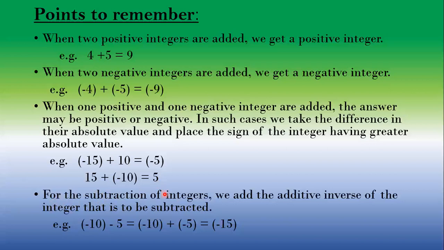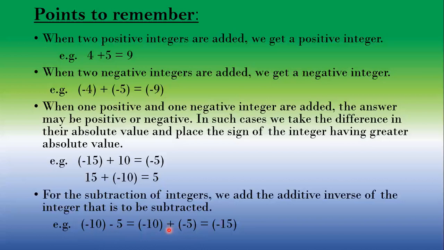For subtraction of integers, we add the additive inverse of the integer that is to be subtracted. What is additive inverse? Additive inverse is the same number with opposite sign. Example is taken minus 10 minus 5. Which number is to be subtracted? 5 is to be subtracted from minus 10. So what is the additive inverse of 5? Additive inverse of 5 is minus 5, right?